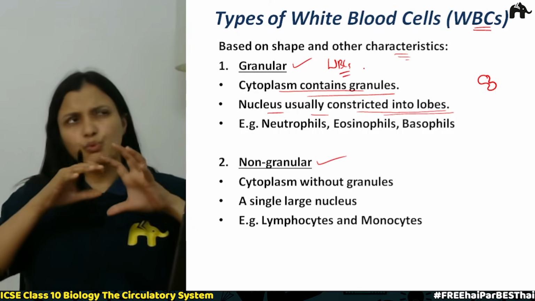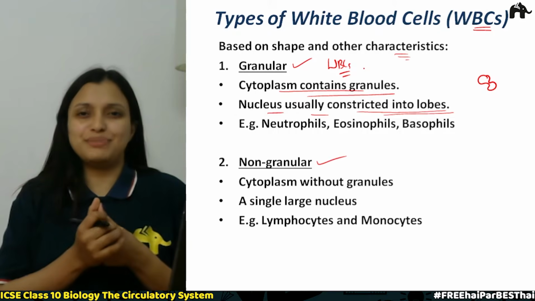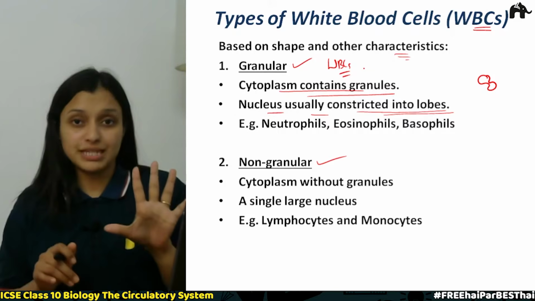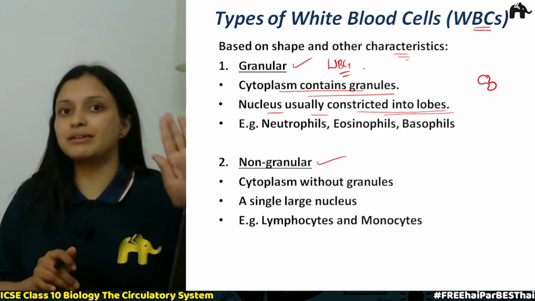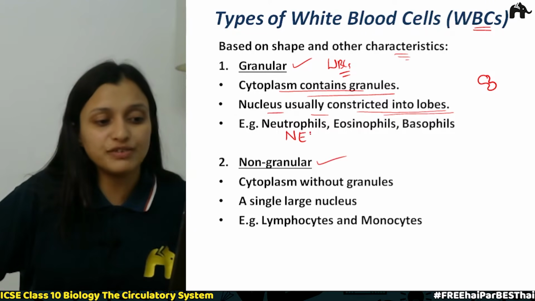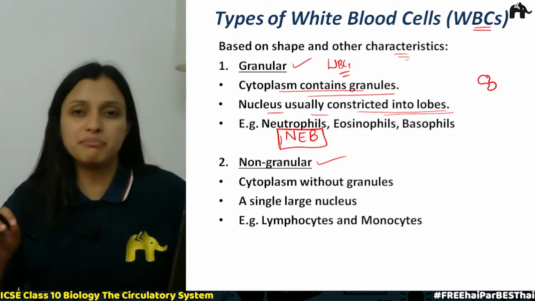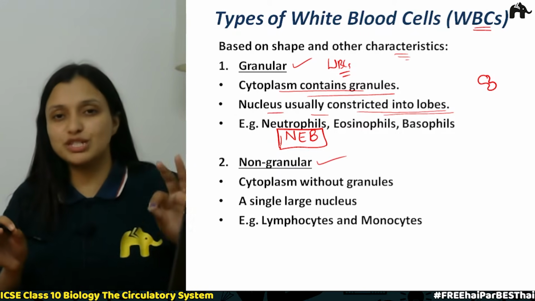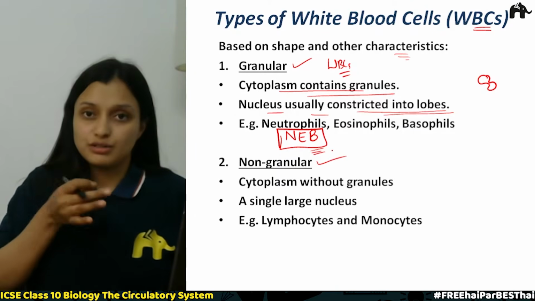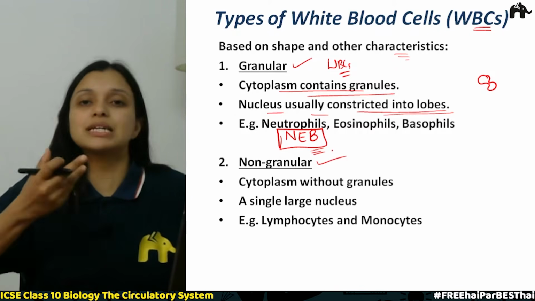When we were taking an overview of these blood cells, we studied that there are 5 types of WBCs. Some of them are granular, some of them are non-granular. So neutrophils, eosinophils and basophils. In short, NEB. Remember this NEB. These NEB are granular WBCs. They have granules and their nucleus is lobed.